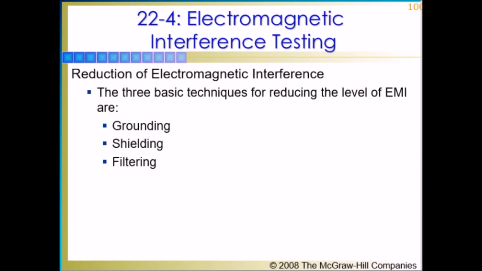There are three basic techniques for reducing the level of EMI: grounding, shielding, and filtering. All these methods are used in the design of new equipment as well as in reducing EMI in applications in which the equipment is already deployed. Here is a brief summary of the techniques most often used.